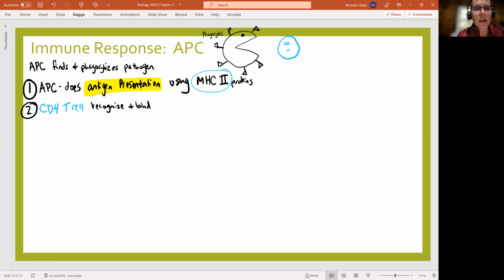The CD4 T cell is the helper. It's going to give us a helper cell. I'll stop playing around with that, but that's pretty cute, so I'm going to leave it. So the CD4 T cell will recognize and bind. Let me label this as our CD4 T cell.